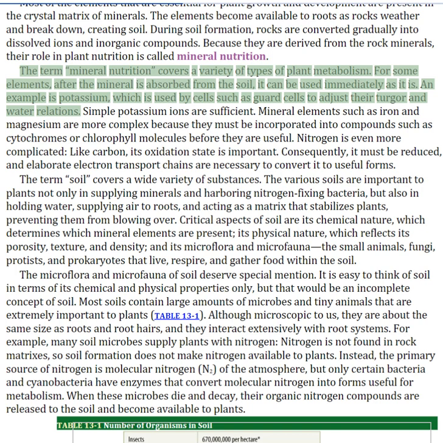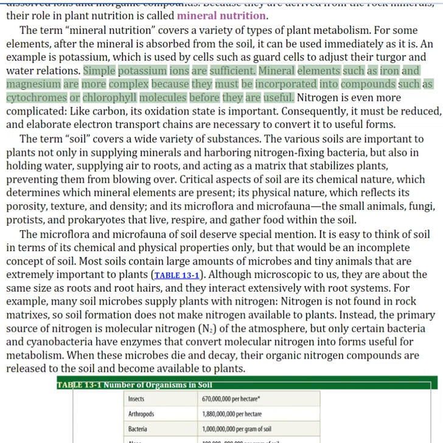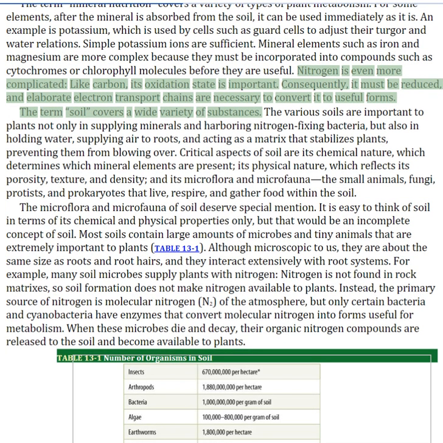For some elements, after the mineral is absorbed from the soil, it can be used immediately as it is. An example is potassium, which is used by cells such as guard cells to adjust their turgor and water relations. Simple potassium ions are sufficient. Mineral elements such as iron and magnesium are more complex because they must be incorporated into compounds such as cytochromes or chlorophyll molecules before they are useful. Nitrogen is even more complicated. Like carbon, its oxidation state is important. Consequently, it must be reduced, and elaborate electron transport chains are necessary to convert it to useful forms.